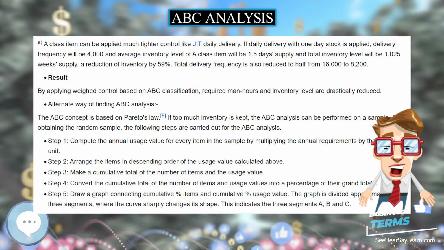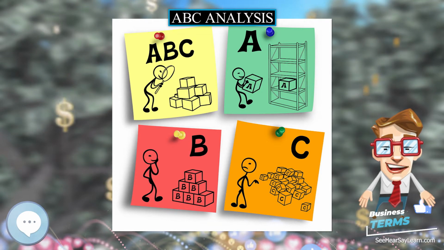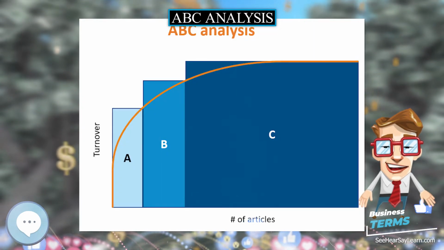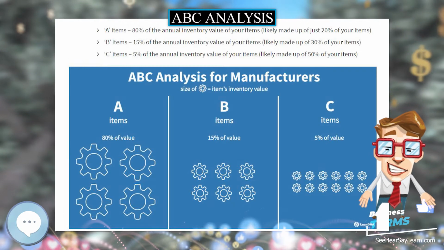B items are important, but of course less important than A items and more important than C items. Therefore, B items are intergroup items. C items are marginally important.